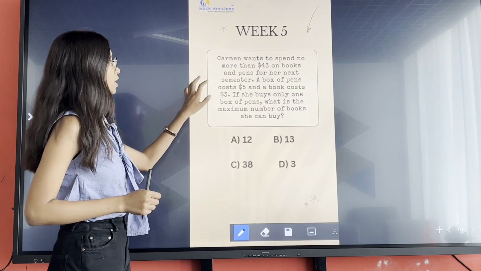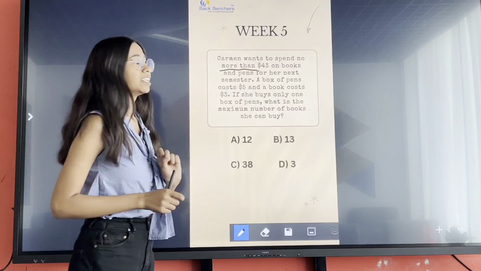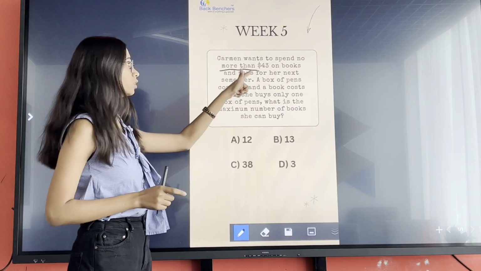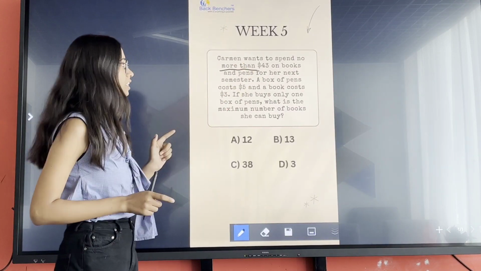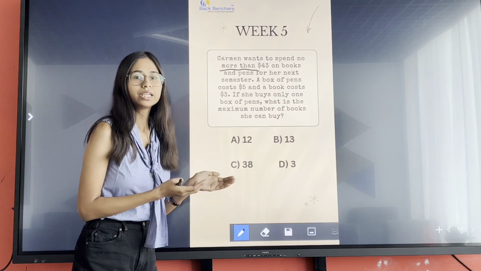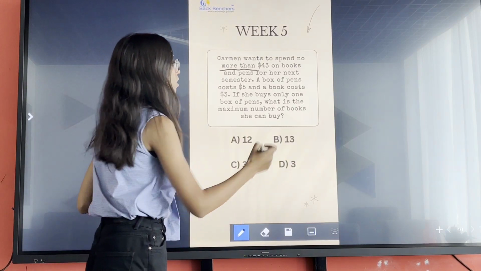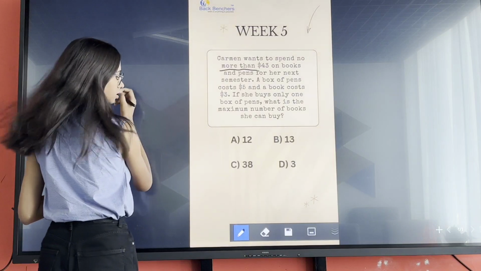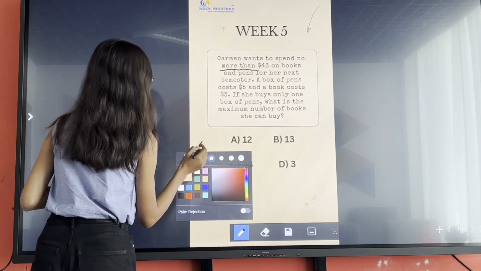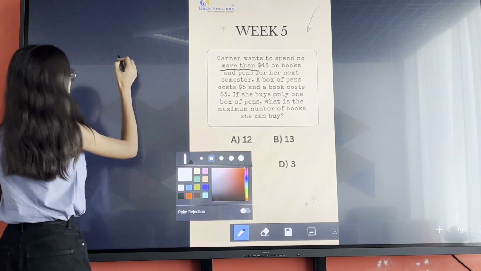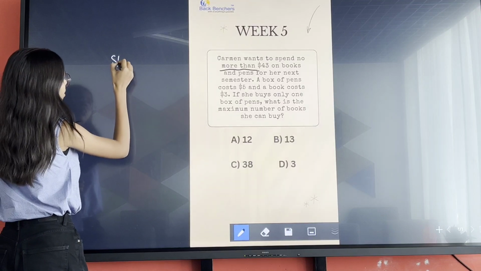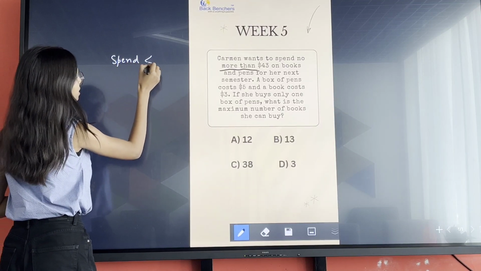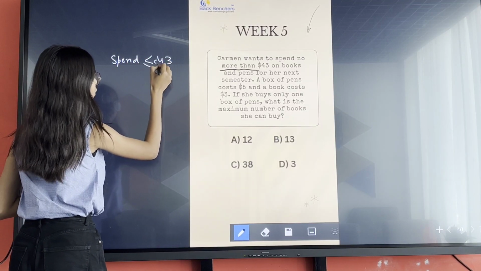So in this question, the first thing to note is that she cannot spend more than $43. So this means that she can spend either equal to $43 or less than $43. So she can spend less than or equal to $43.